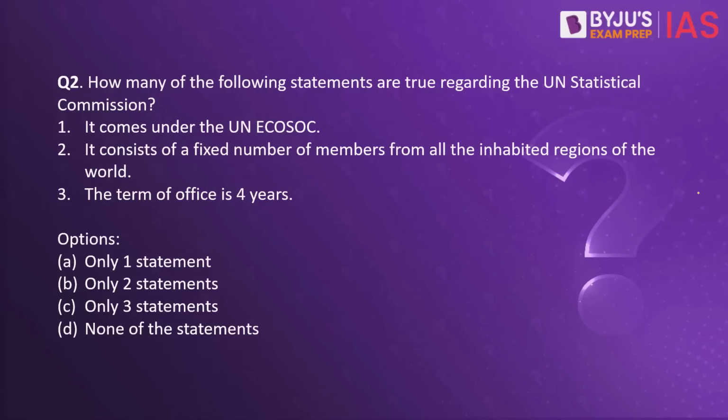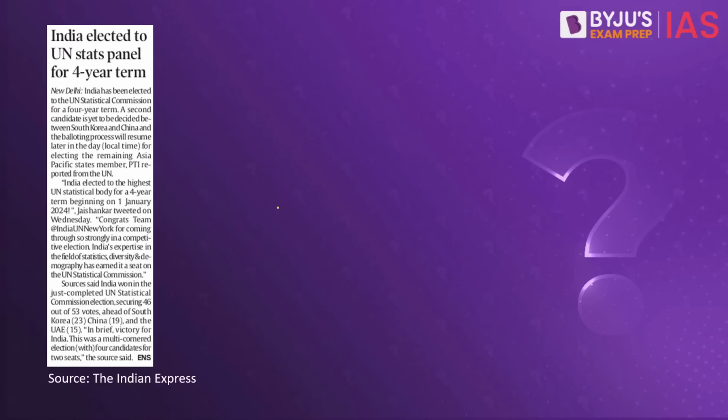The next question is, how many of the following statements are true regarding the United Nations Statistical Commission? It comes under the UN ECOSOC. It consists of a fixed number of members from all the inhabited regions of the world. The term of office for it is 4 years. Now, why is this so important for us? It is because India got elected to the UN Statistical Commission for a term of 4 years. Our term will start in the year 2024 from 1st January, and this is a very big achievement because we were voted for this seat against many of the competing countries.